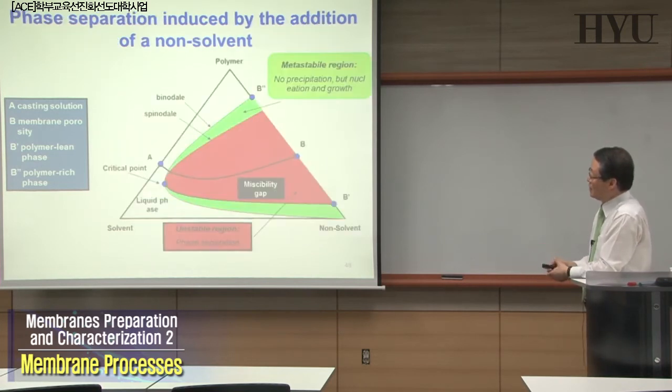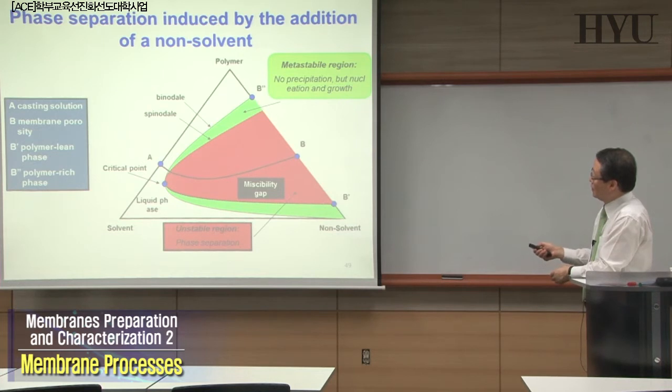This is the phase diagram for the NIPS process. You usually have a polymer, solvent, and non-solvent. We have a binodal line, just like the case of TIPS. We have a spinodal line, and the stable region, unstable region, and metastable regions.